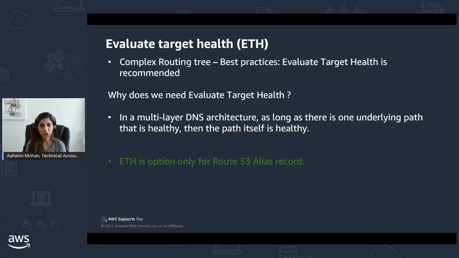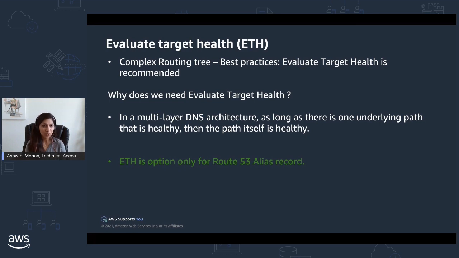Before we move into a complex routing policy, I would like to quickly provide some insight about evaluate target health. It's an option when you create an alias resource record set that's very specific to Route 53. Customers could use evaluate target health with AWS resources and with a multi-layer DNS architecture along with the routing policy. In a multi-layer DNS architecture, as long as there is one underlying path that's healthy, the path itself is considered healthy.